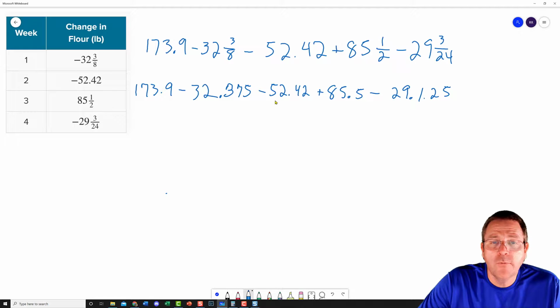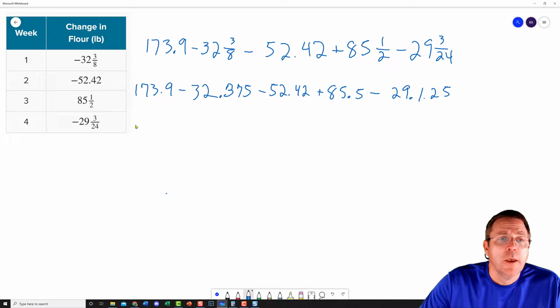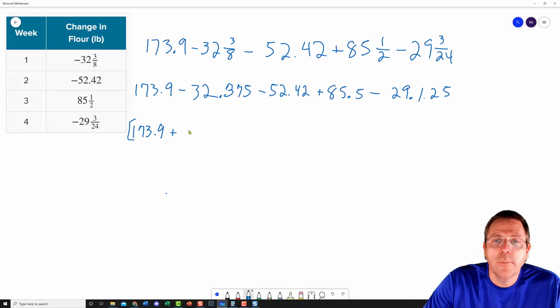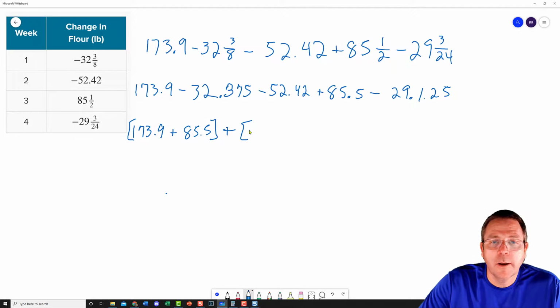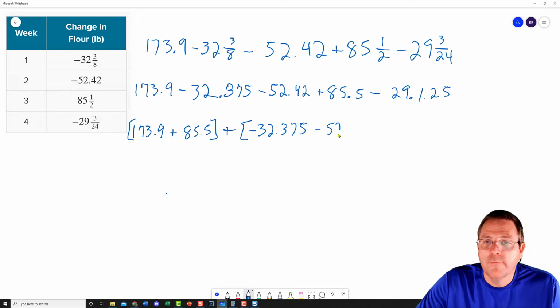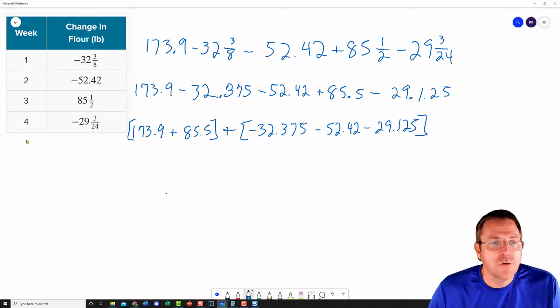So from there we have everything we need to start working the problem, but I think it'd be a good idea to do what they did before and group the negatives and the positives. So my positive numbers are going to be 173.9, and we'll just go ahead and put a bracket around here, plus 85.5, and then plus, and inside here I'm going to have a negative 32.375 minus 52.42 minus 29.125.